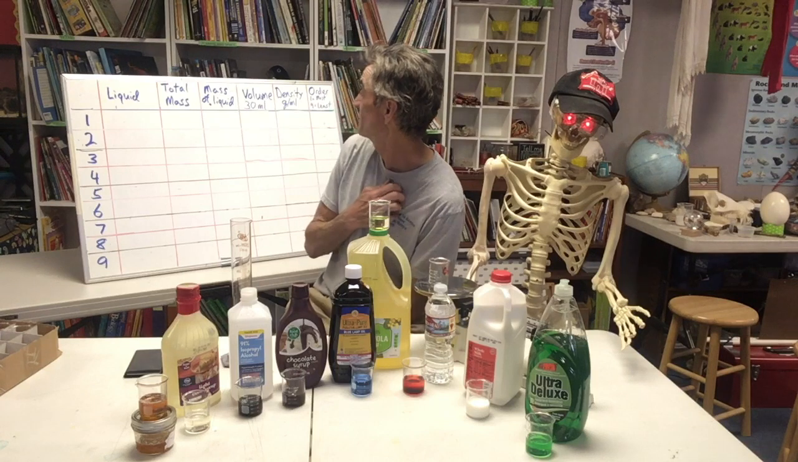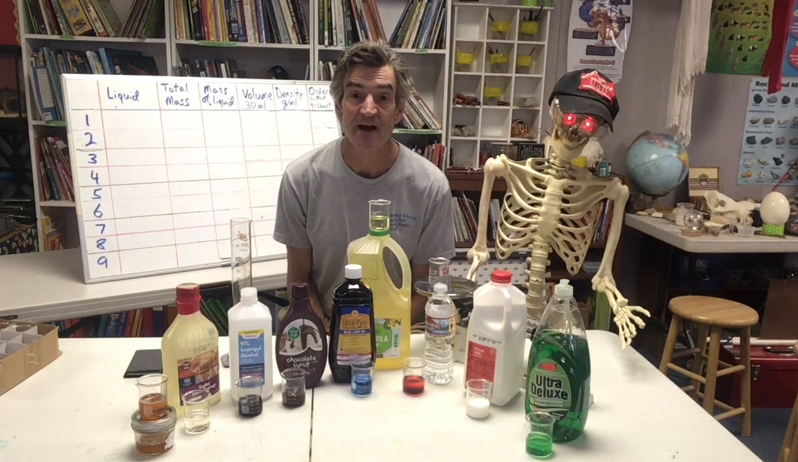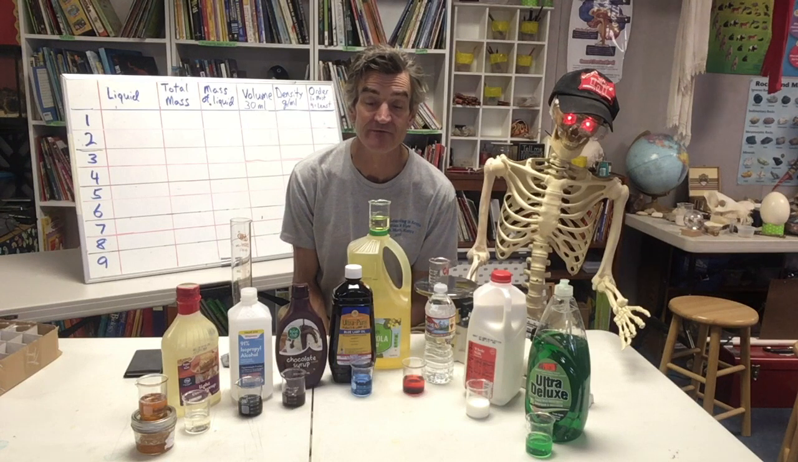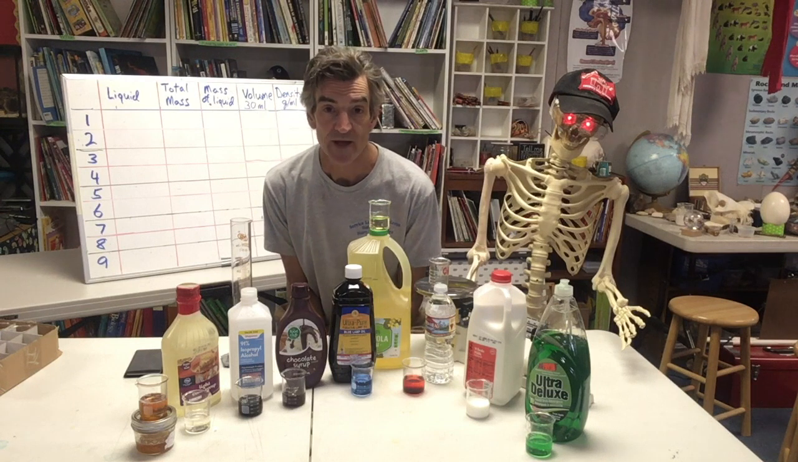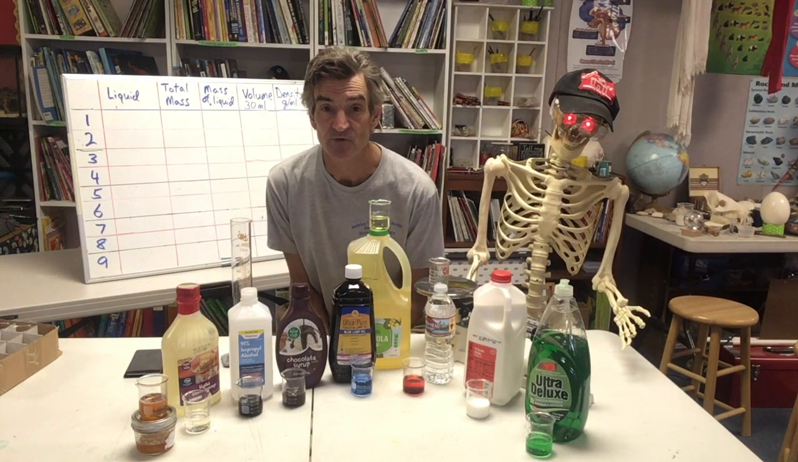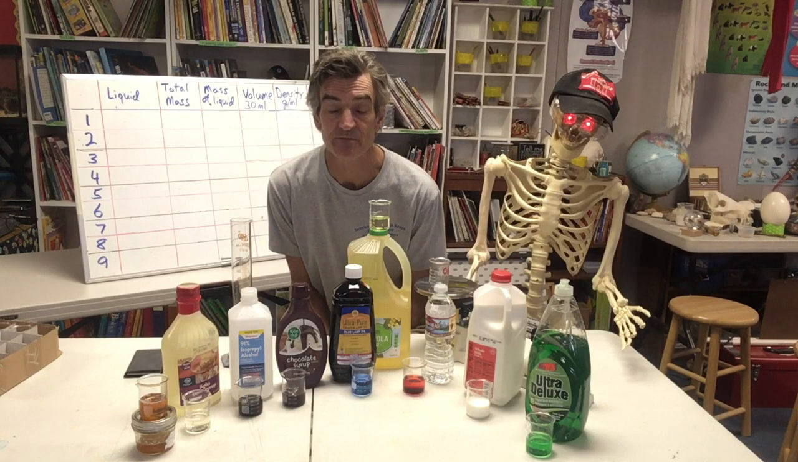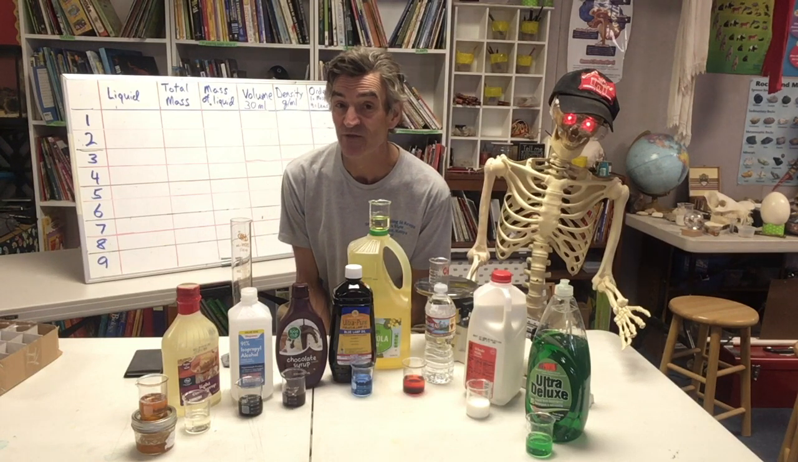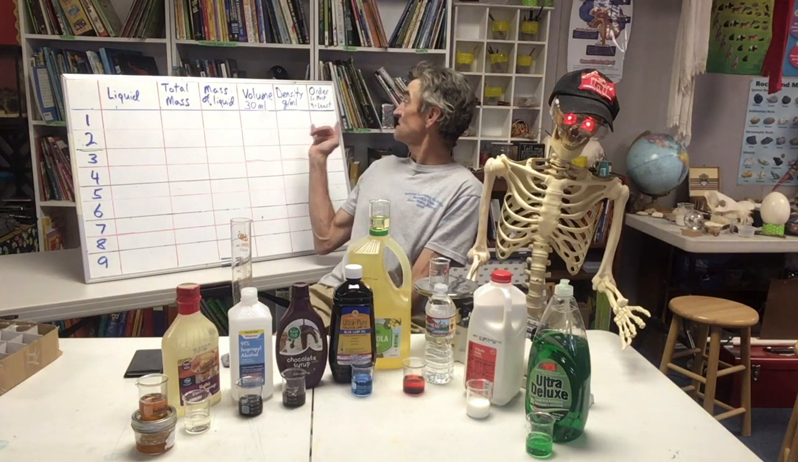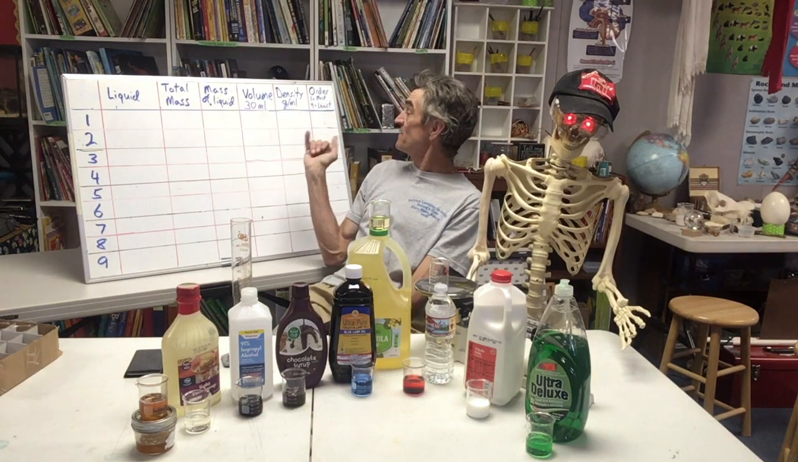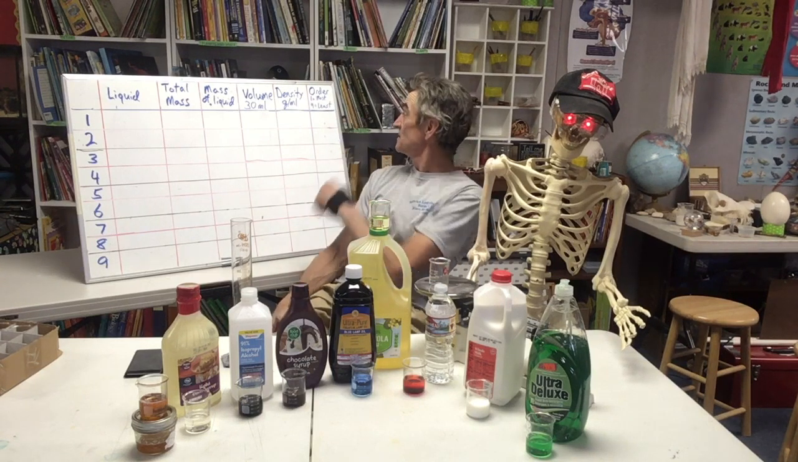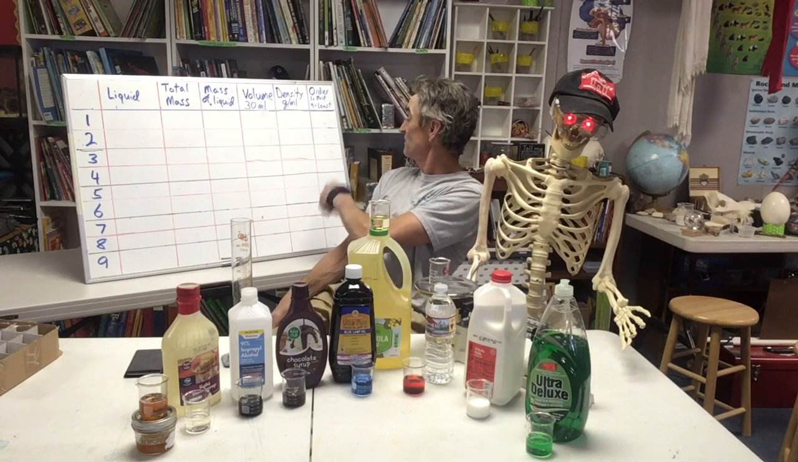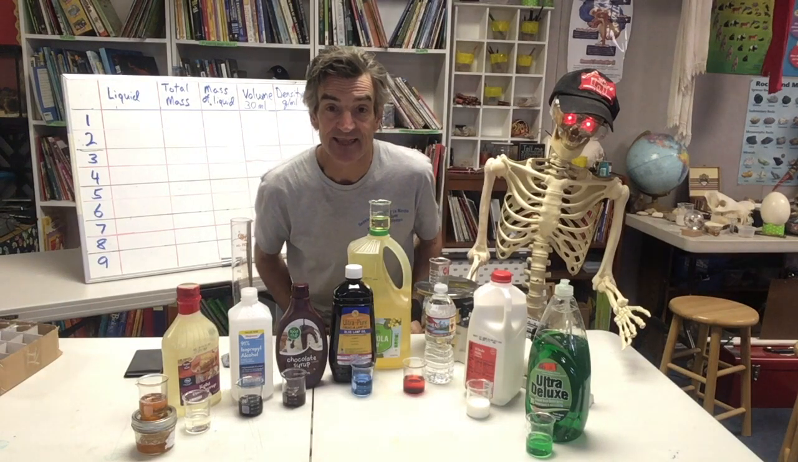All right, so in order for us to find the density, we're going to divide the mass by the volume. So whatever number we get when we weigh the total mass, subtract the mass of the beaker, and divide that by 30, that's going to give us grams per milliliter. And then as you go along, once we figure this all out, I want you to order the different liquids, 1, 2, 3, 4, 5, 6, 7, 8, 9, 1 being the most dense, 9 being the least dense.